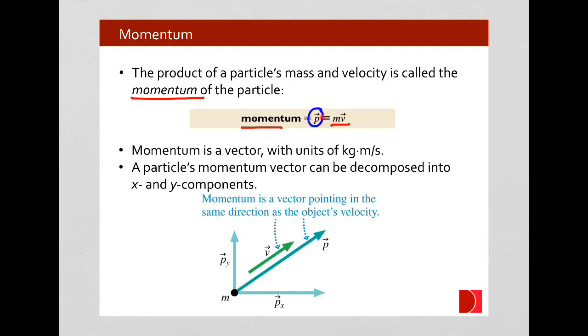Momentum is made up of mass times velocity. Mass is a scalar and velocity is a vector. When you multiply the two, you end up with a vector, and so momentum is a vector with units kilogram meters per second. There's no special name for the units of momentum other than the fact that it's made up of mass and velocity.